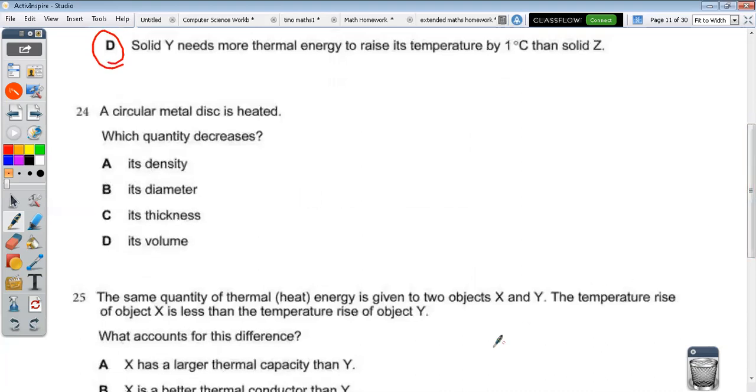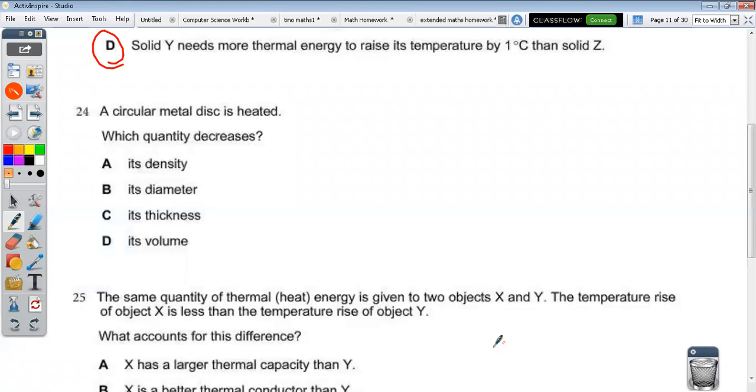A circular metal disk is heated, which quantity decreases? Does the volume decrease or increase? And the explanation? Brandon, volume, does it increase or decrease? It increases, sir. It increases.